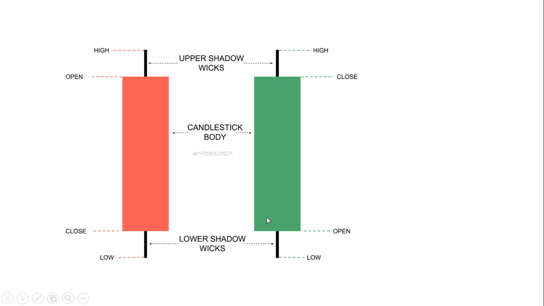So the first one over here, since it opened at the top and closed below, is regarded as a bearish candlestick. While this other one, since it opened below and closed above, is regarded as a bullish candlestick. Okay, that's all about candlesticks. And I did mention that colors are not necessary.